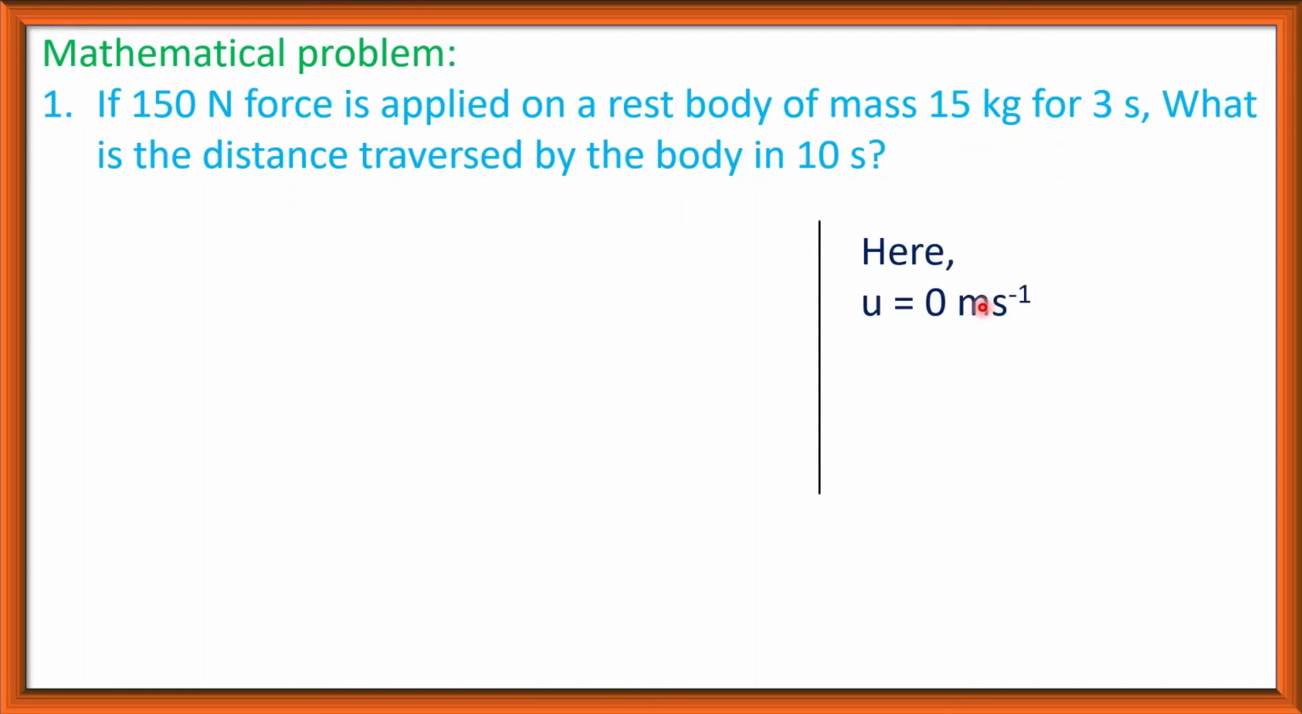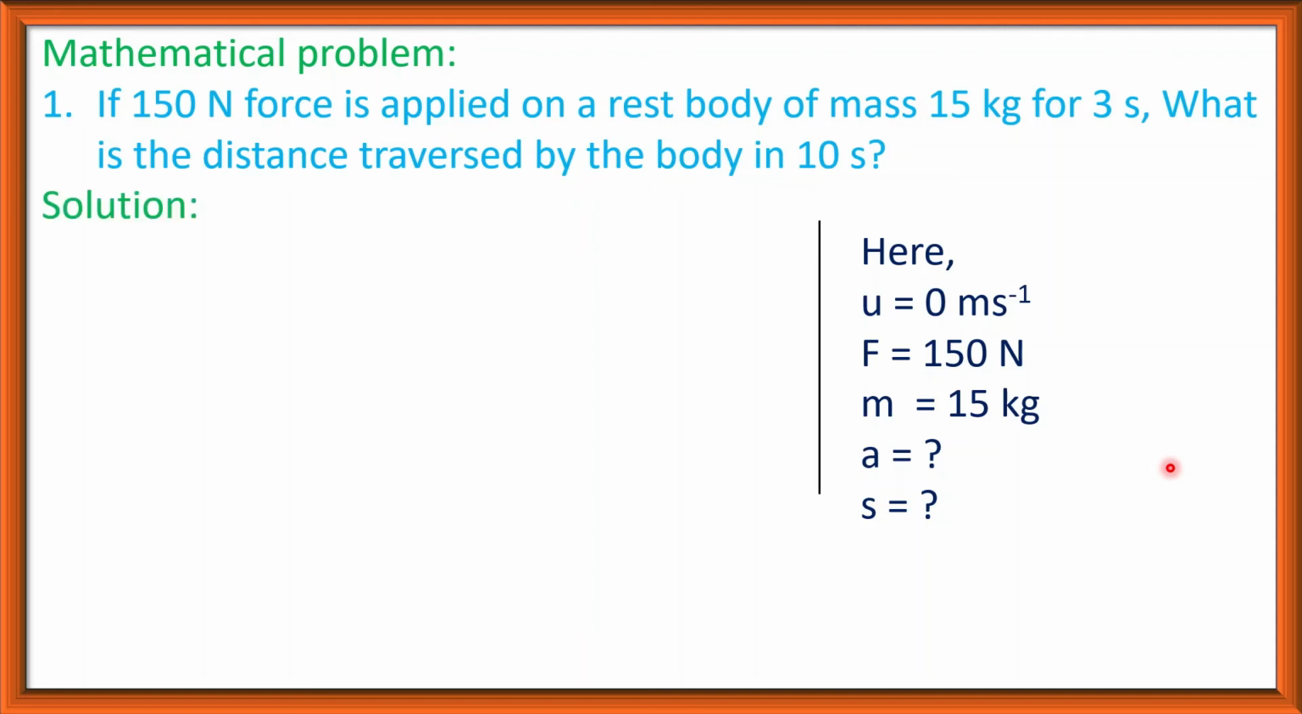So here u is equal to 0 meter per second, the rest body. So initial velocity u is equal to 0 meter per second. Applied force F is equal to 150 Newton, and mass of the body is 15 kilogram. A is equal to what? We have to determine the acceleration of the body, and the distance traversed by the body in 10 seconds. And we know a is equal to F divided by m.